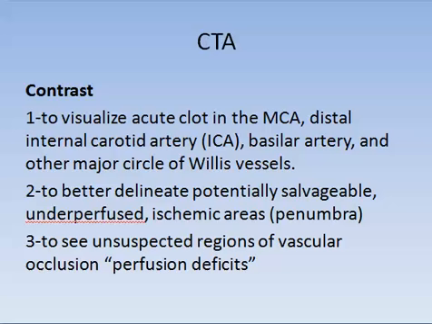CTA is used to visualize acute clot in the MCA, distal internal carotid artery, basilar artery, and other major vessels at the circle of Willis, and to better delineate potentially salvageable underperfused ischemic areas. This is the penumbra. So CTA is useful to see the vessel, useful to see the penumbra, and useful to see unsuspected regions of vascular occlusion and perfusion deficits other than the infarct under study.